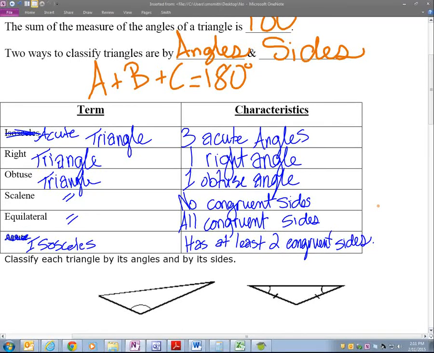So I'm just going to read through this. You guys already wrote this, but I'm going to talk about them. There is an acute triangle, and it has 3 acute angles. The way that I used to remember what an acute angle was is because puppies and kittens are small, and an acute angle is small. Puppies and kittens are cute, and the word acute says cute. Small means less than 90 degrees in this situation.